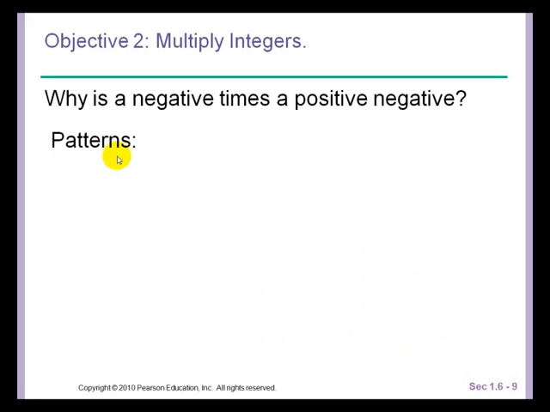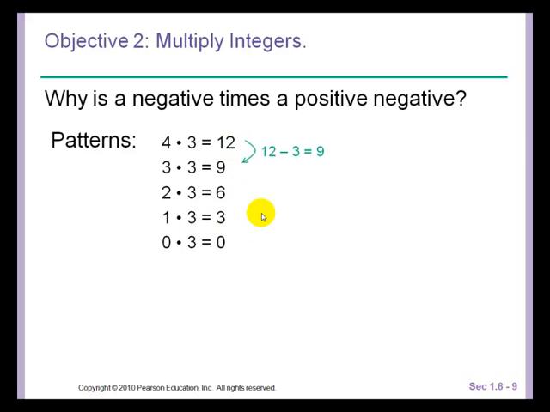You can also just look at the pattern. 4 times 3 is 12, 3 times 3 is 9, 2 times 3 is 6, 1 times 3 is 3, 0 times 3 is 0. Notice that at each stage we're going down by 3. 12 minus 3 is 9, 9 minus 3 is 6, 6 minus 3 is 3, 3 minus 3 is 0.